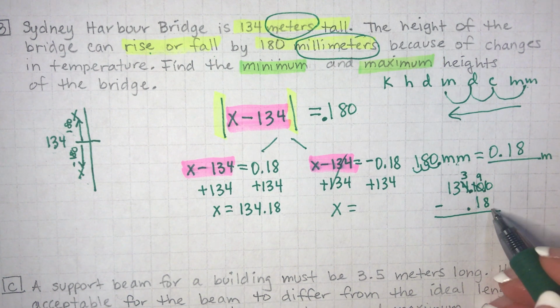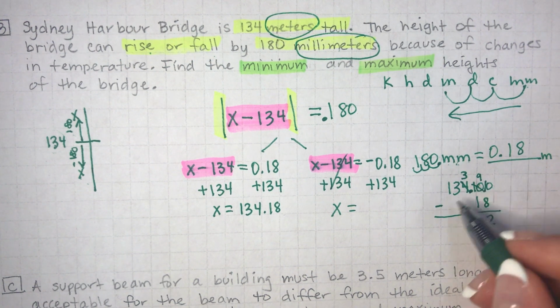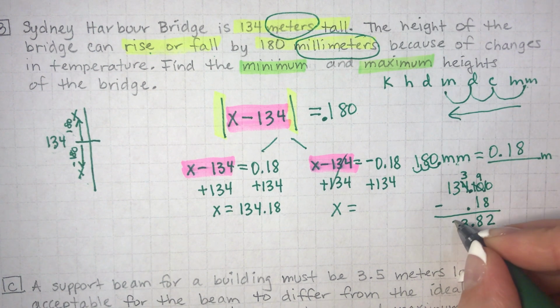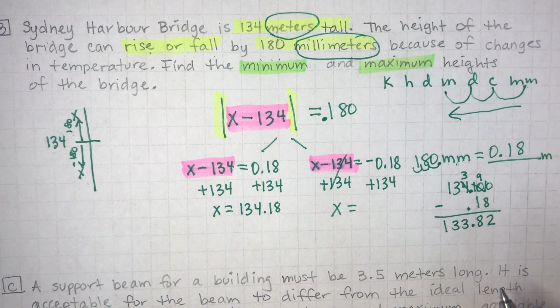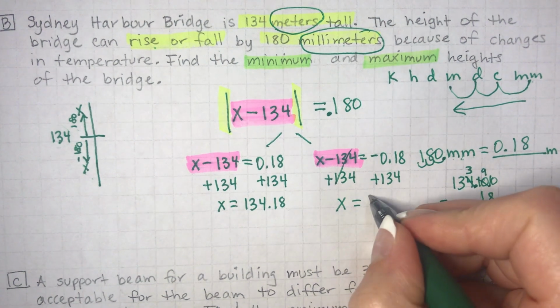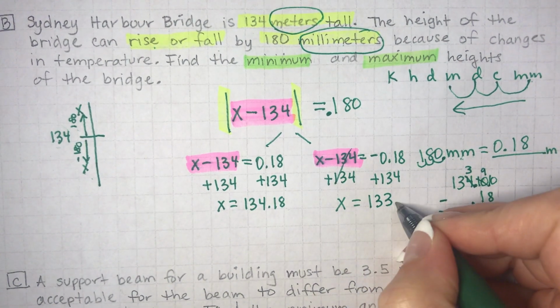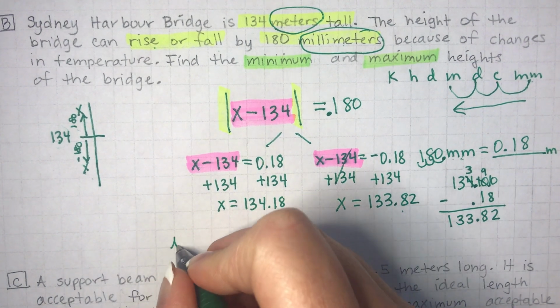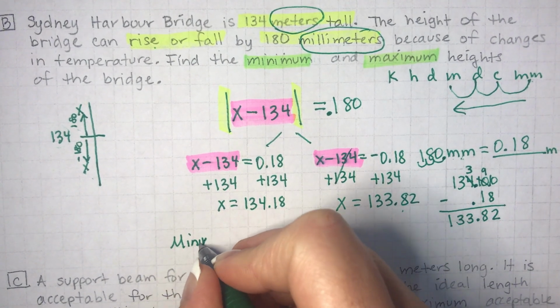And then we have 10 take away 8, which is 2, 9 take away 1, which is 8, and then we have 3, 3, 1. All right, that's the answer: 133.82. So this is the smaller one, so this would be the minimum.